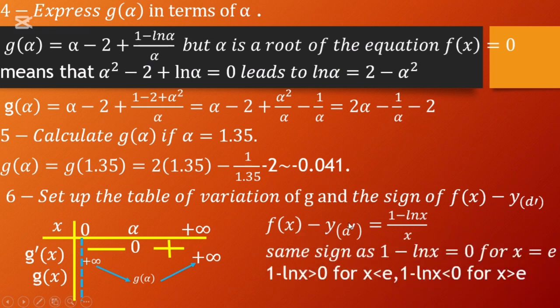F of x minus y d prime: 1 minus ln x over x, same sign as 1 minus ln x. 1 minus ln x equals 0 for x equal e. 1 minus ln x is positive for x less than e, because here we have minus before ln x. 1 minus ln x is negative for x greater than e. It means the curve is above the oblique asymptote for x less than e, and it's below the oblique asymptote if x is greater than e.